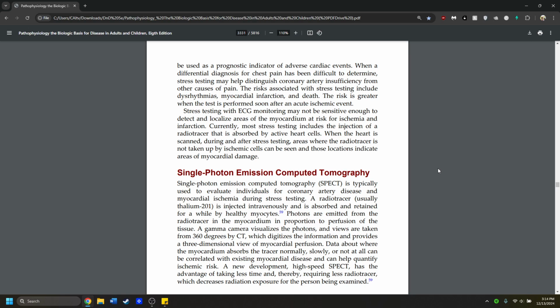The risks associated with stress testing include dysrhythmias, myocardial infarct, and death. The risk is greater when the test is performed soon after an acute ischemic event. Stress testing with EKG monitoring may not be sensitive enough to detect and localize areas of myocardium at risk for ischemia and infarct. Currently, most stress testing includes the injection of a radiotracer that is absorbed by active heart cells. When the heart is scanned during and after the stress testing, areas where radiotracer is not taken up by the ischemic cells can be seen, and those locations indicate areas of myocardial damage.